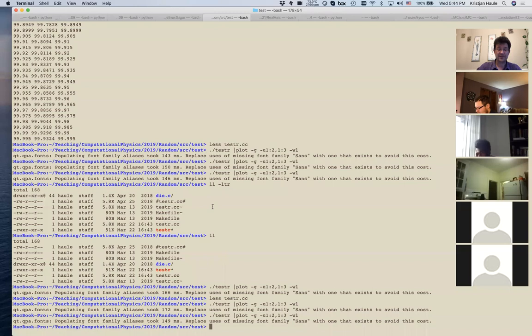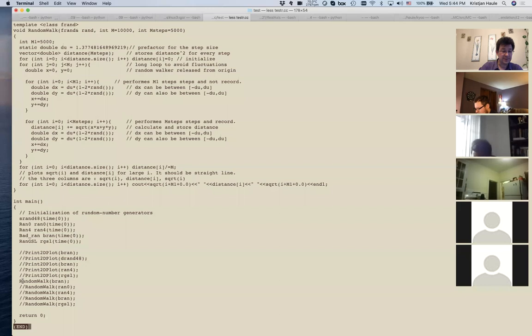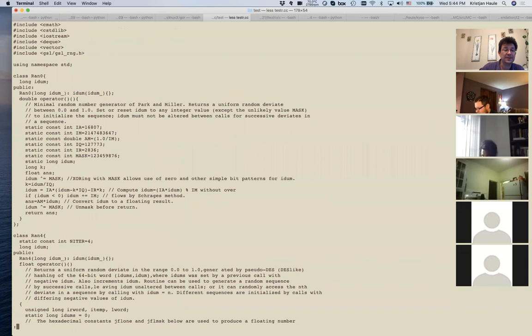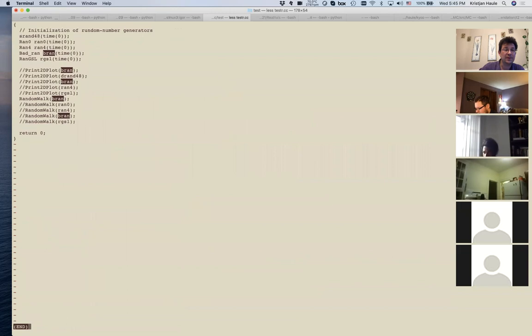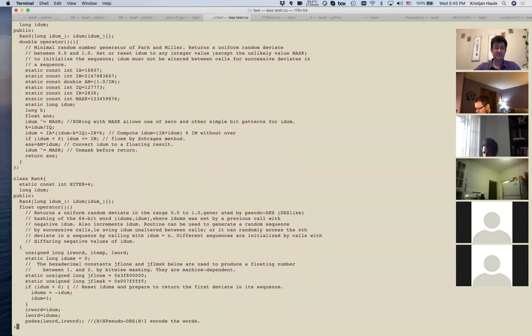Now, I have here a little code that I created for this. So I'm doing here a random walk test for one of the worst random number generators, which is called B-run. B-run is actually a very simple one. As far as I know, it's one of the worst random number generators, just to demonstrate that worst random generators might not work so well.